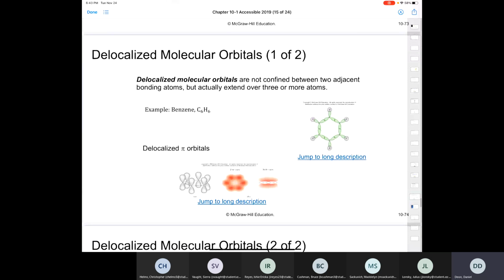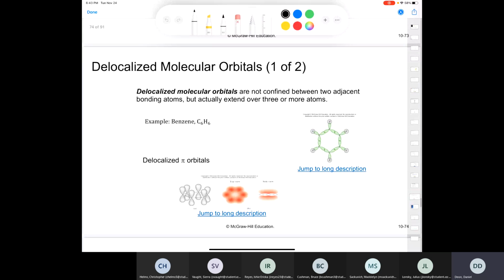All right, this brings us to this section of delocalized molecular orbitals. I'm not sure what I would really ask about delocalized molecular orbitals, but the whole point behind the word delocalized is that their electrons aren't going to be stuck in one place, right? They're going to be delocalized. They're not in one locale, they're in more than one locale. Delocalized molecular orbitals are not confined between two adjacent bonding atoms, but actually extend over 3 or more atoms. An example would be benzene.